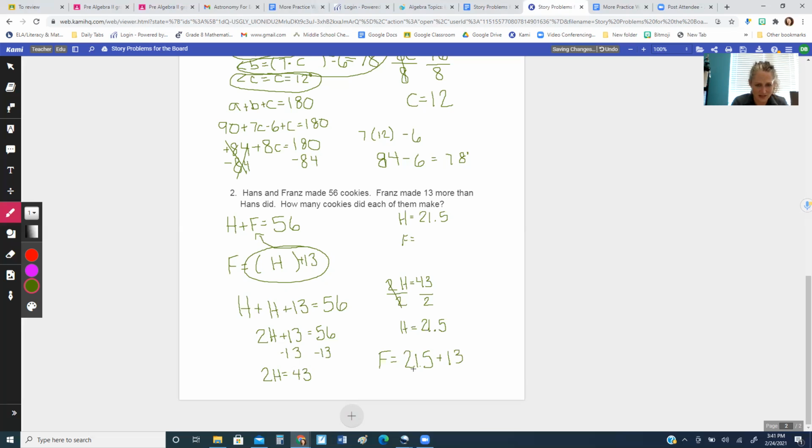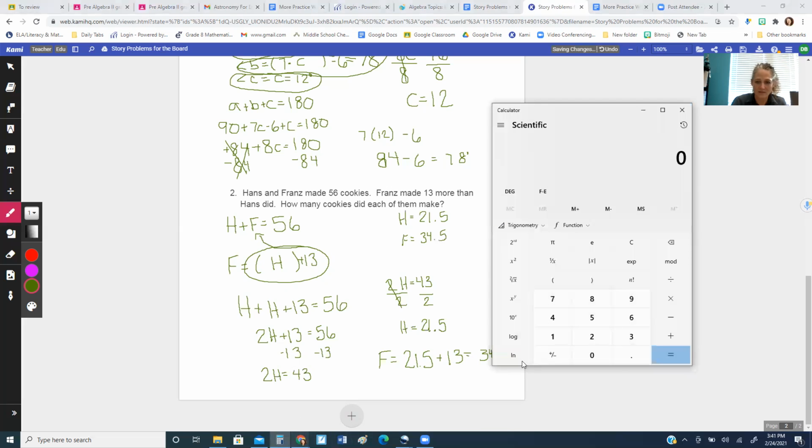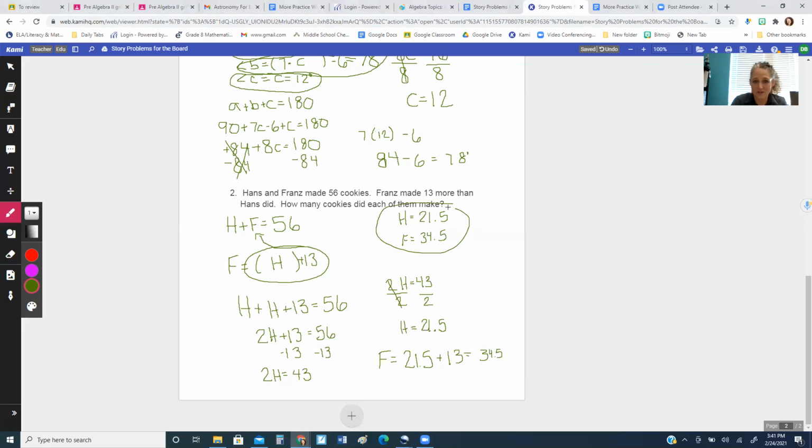I have no idea. 21.5 plus 13 is going to be 34.5. Now let's see, do 21.5 plus 34.5 add to 56? And boom, they add to 56. That's a good double check to make sure I'm right. I'm going to circle it.